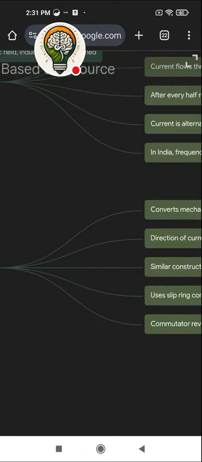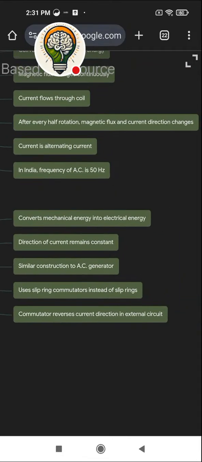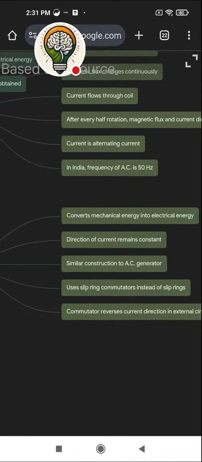DC generator. It converts mechanical energy into electric energy. In this, the direction of current remains constant. Similar construction to the AC generator, but it uses a commutator instead of slip rings, and the commutator reverses the current direction in the external circuit.